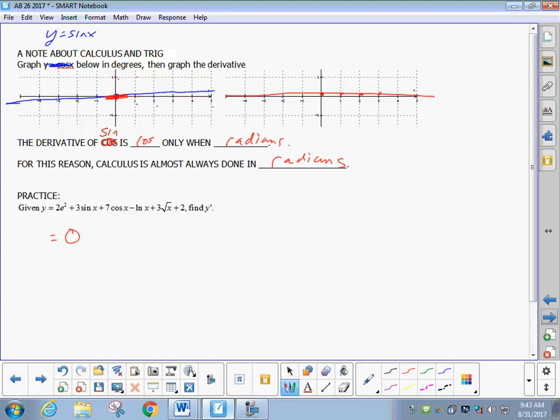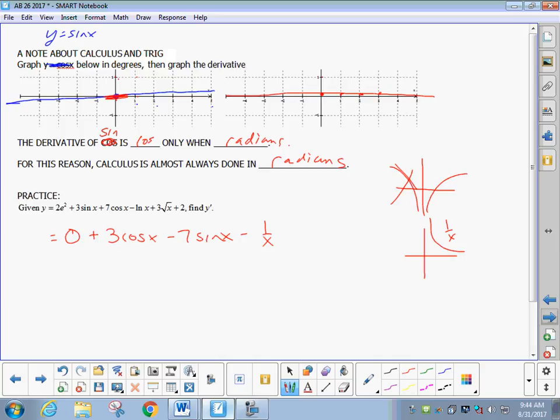3 sine x, what's its derivative? 3 cosine of x. Obviously, if you left that 0 out, you didn't have to write 0. 7 cosine. Negative 7 sine. Negative natural log's derivative. Negative 1 over x. Now notice I didn't put absolute value on that. That doesn't change the derivative. It just means that instead of getting slopes on both sides, you're only getting slopes on one side, but the derivative is still 1 over x. You're only getting positive sides now, but the shape is still the same. Okay?